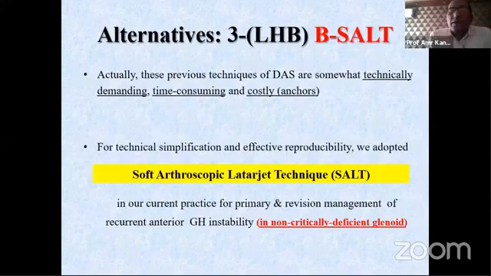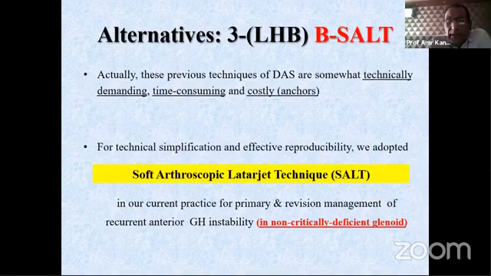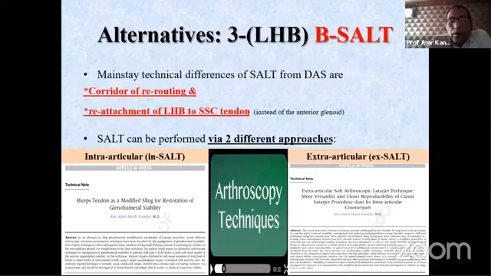As regards the SOLT, these previous techniques of DAS are somewhat technically demanding, time-consuming, and costly. So for technical simplification and effective reproducibility, we adopted a soft arthroscopic Latarjet technique in our current practice for primary and revision management of recurrent anterior glenohumeral instability in patients with subcritical glenoid bone loss. The main technical differences of SOLT from DAS are the corridor of the rerouting of the long head of biceps and the site of attachment of the long head of biceps to the subscapularis tendon.